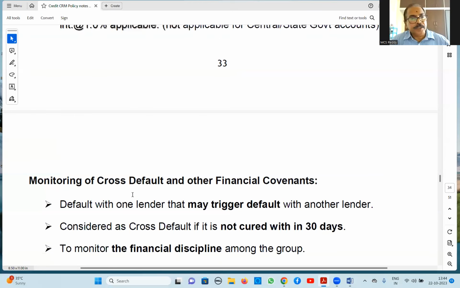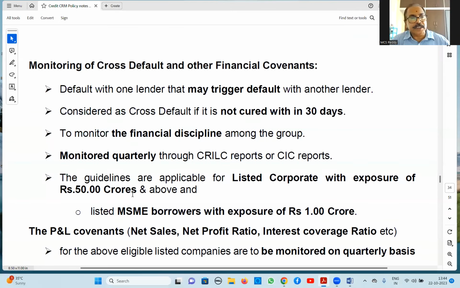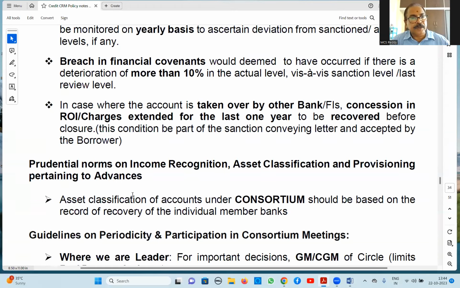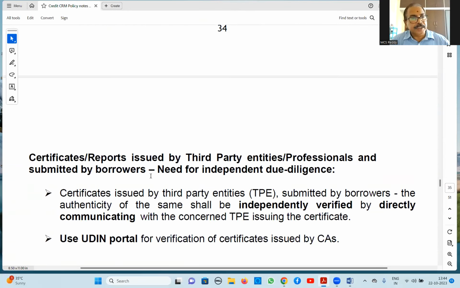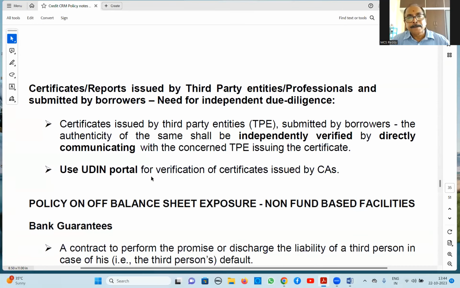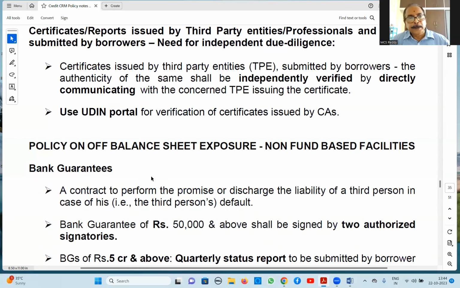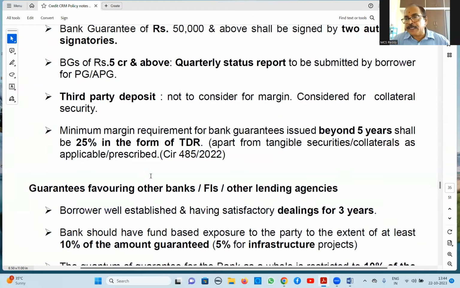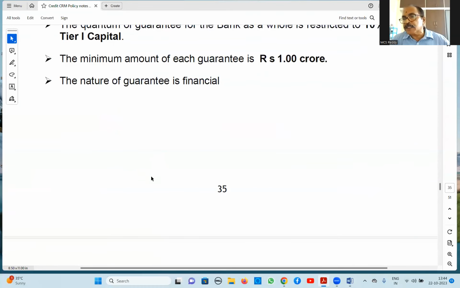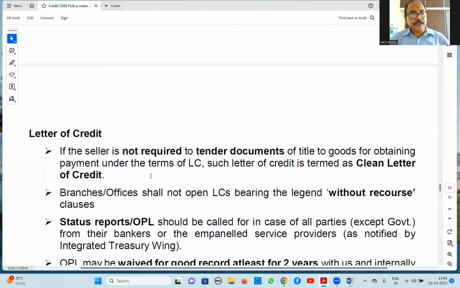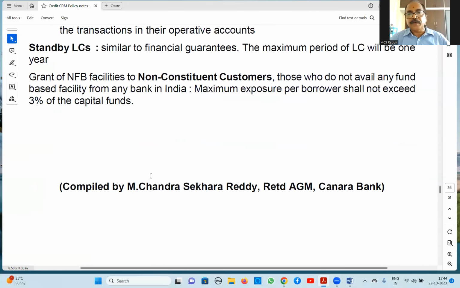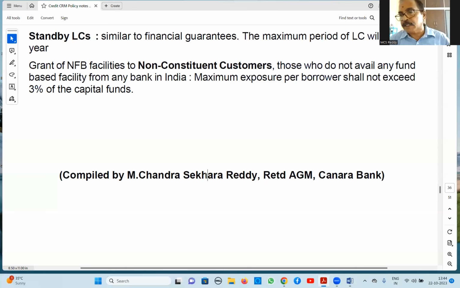External credit rating, okay. Monitoring of cross default, I will discuss in the other one also. It is repeated. Consortium meetings also, I will discuss next. Third party entities, off balance sheet, only small one only, right sir. These 2-3 aspects I will discuss in the next, because already 1:45 has happened. Only 2-3 aspects are there in this policy. These I will discuss in the next class.